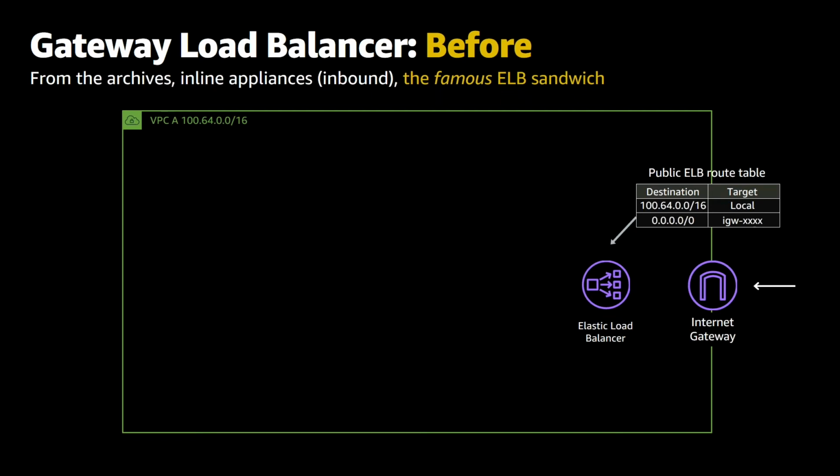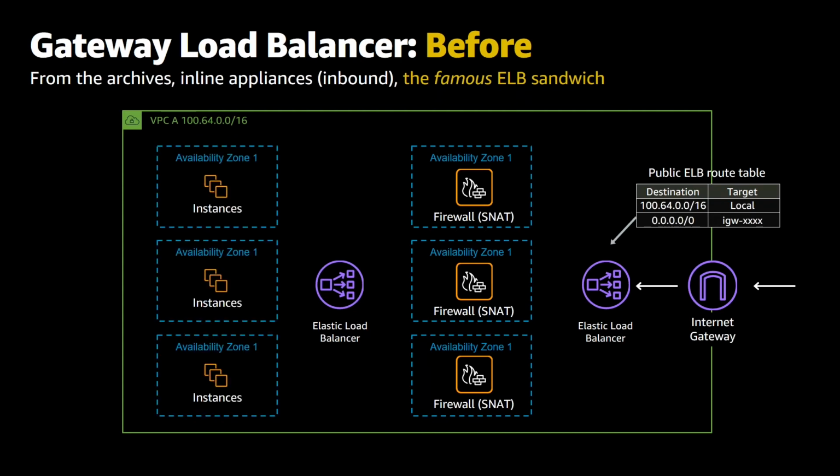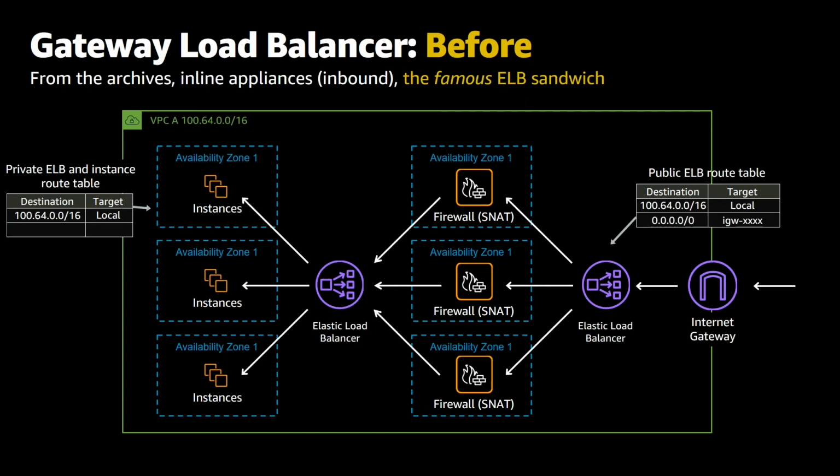This load balancer is basically sending everything out to the internet via the IGW, and then it has a local subnet /16 in this case. Then I have a couple of firewalls behind, and then another load balancer, and then the instances, right? So this is what we call the famous ELB sandwich. Those instances have obviously the local route table configured, and this is how the traffic flows will look like.